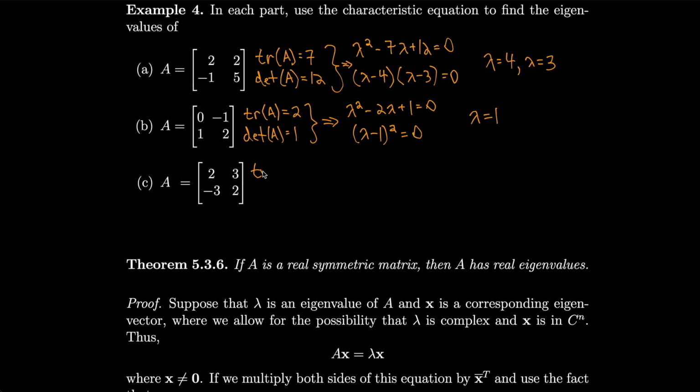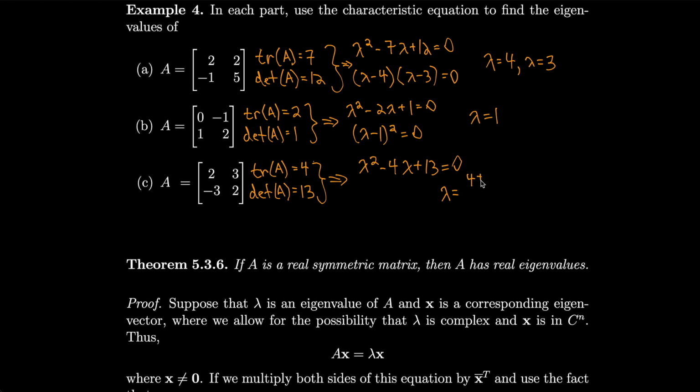Now if we look at the trace of A for the last one, we get that that's 4, and the determinant of A is equal to 13. So we have lambda squared minus 4 lambda plus 13 equals 0. That means that we have to use the quadratic formula to find the solutions to this, because it does not factor over real numbers.